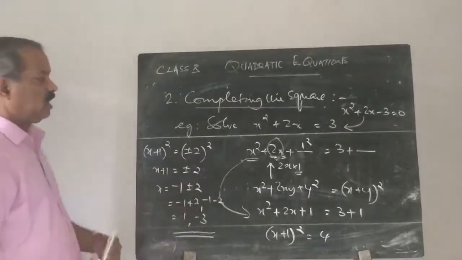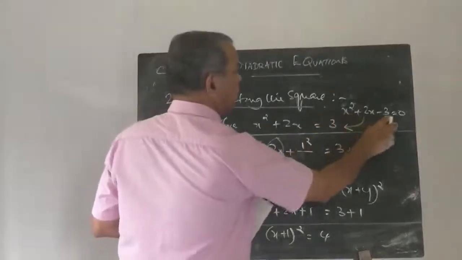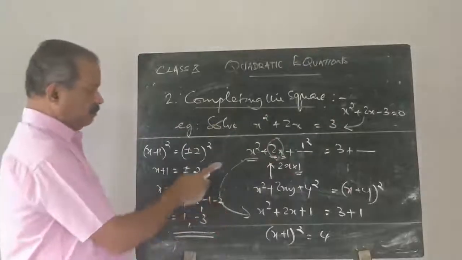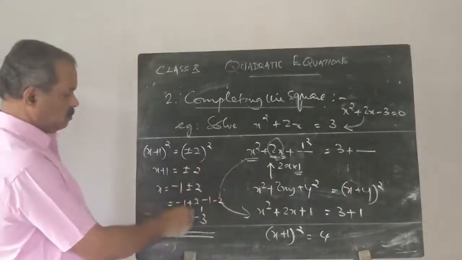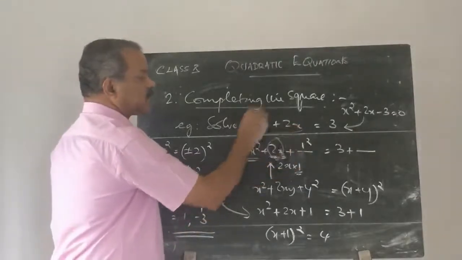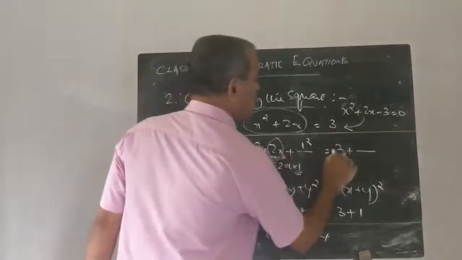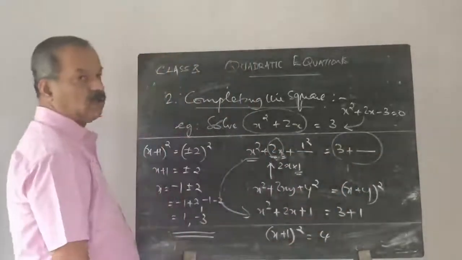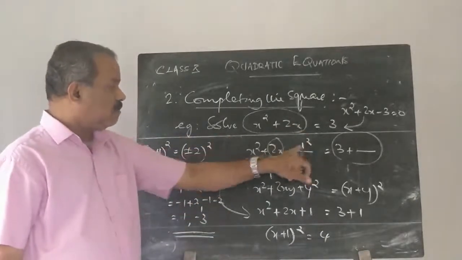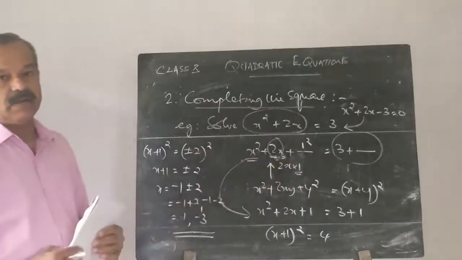Minus 1 and minus 3 are the solutions of x square plus 2x minus 3 equal to 0. This is a quadratic equation. We have found these solutions by completing the LHS as a square. Simultaneously, the RHS will also be a square number. This is the method. Since we are completing the LHS, the method is called completing the square method.